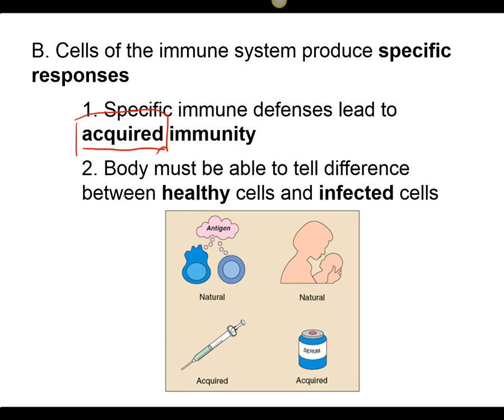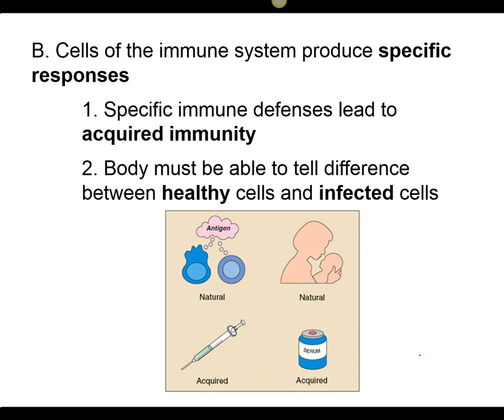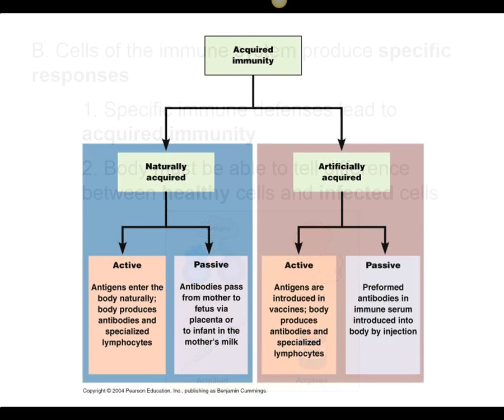We can acquire it two different ways. Naturally, by getting sick, or by maybe receiving breast milk from our mother. Or we can acquire it unnaturally, or artificially, by going to the doctor and taking things like vaccinations or ingesting serums. Now, our body has to be able to tell the difference between healthy cells and infected cells.